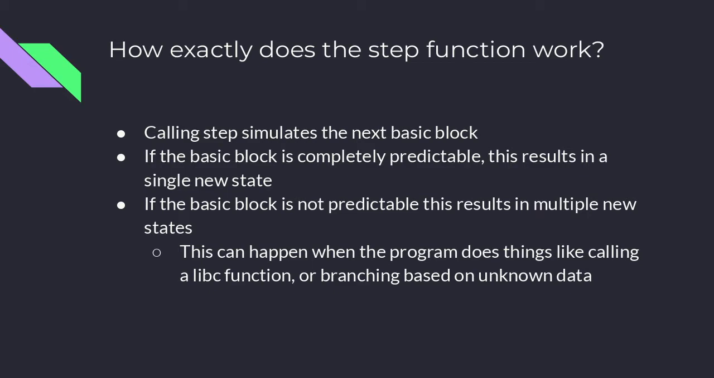What step does is it goes to the next basic block and it runs the symbolic execution engine over it. If the basic block doesn't do anything interesting, like it just multiplies the register by 2 or something, then all it will do is store that change in state to that register. If it's not predictable, for example, if it jumps or if it receives input, or if it does something with input, then Angr will generate more states. If it does things like call libc function or branch based on unknown data, that'll happen.